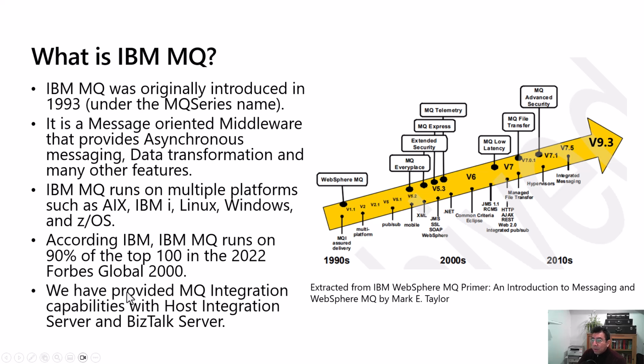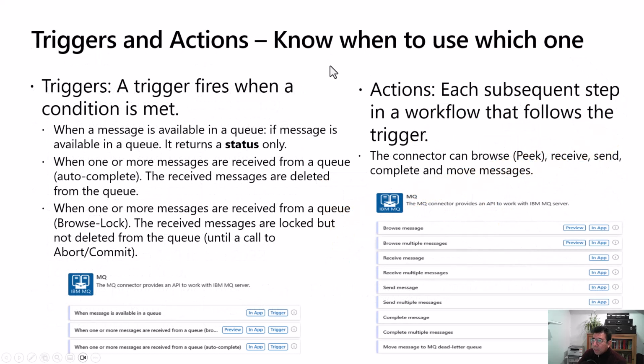We have been providing MQ integration capabilities with Host Integration Server and BizTalk Server. Now, when we design workflows, we think of triggers and actions. Let's briefly discuss when to use which one. Triggers: a trigger fires when a condition is met. We have three triggers with the IBM MQ integration technologies.